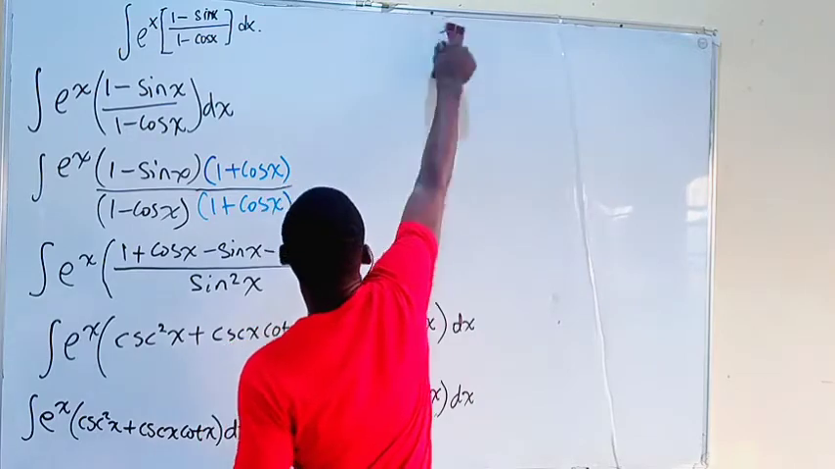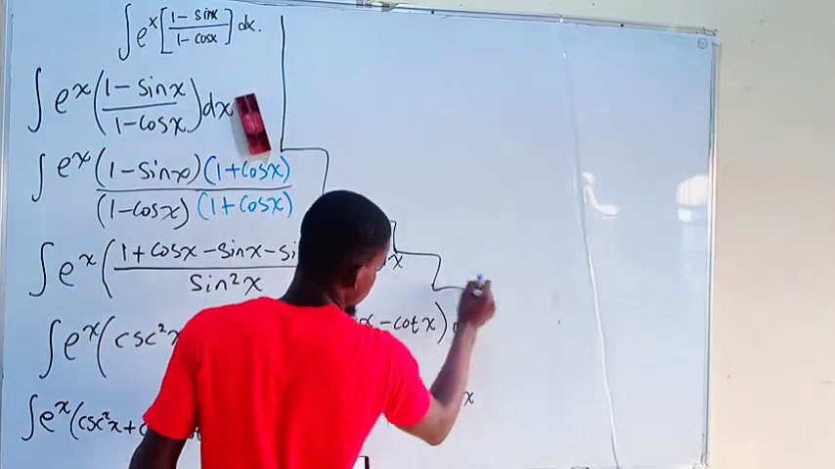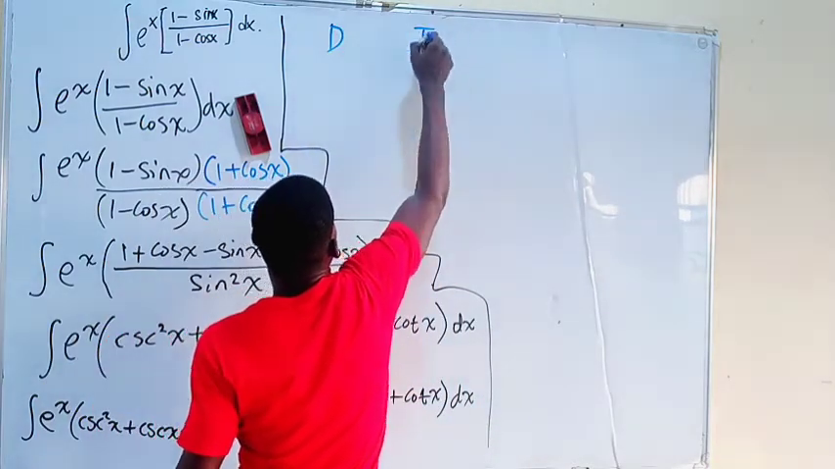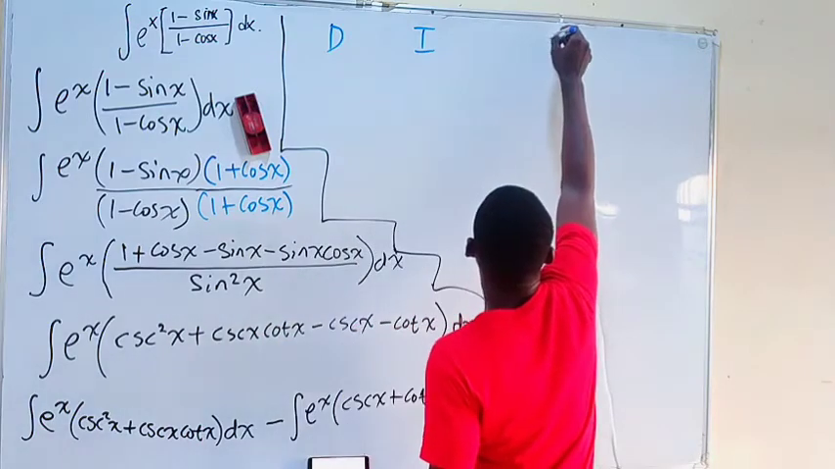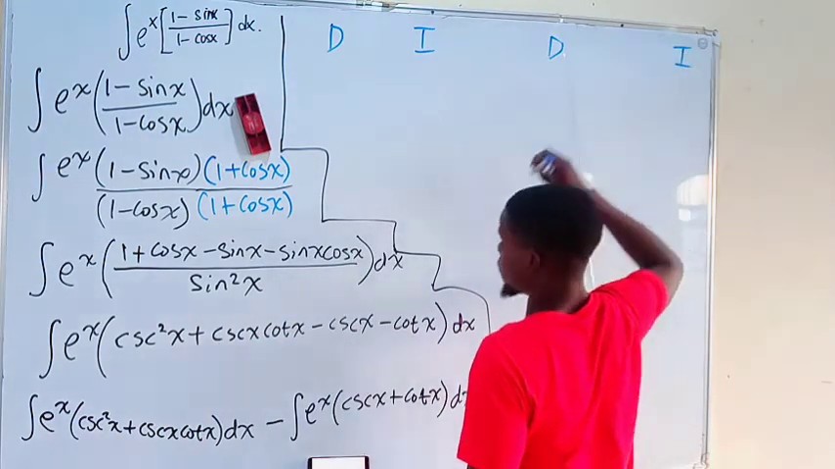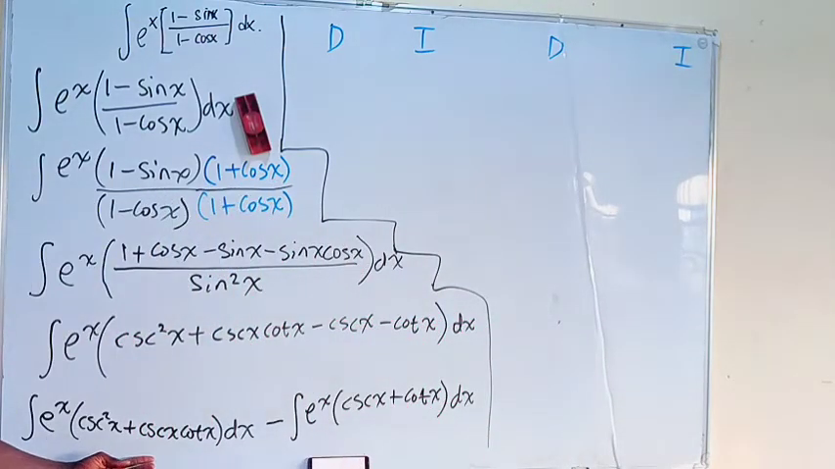Okay, I'm going to do that for the two integrals. So let's see what we will have. We have DI, and then DI. Good. So first, I'm going to take out the first integral here.